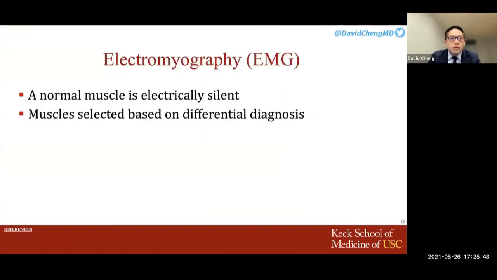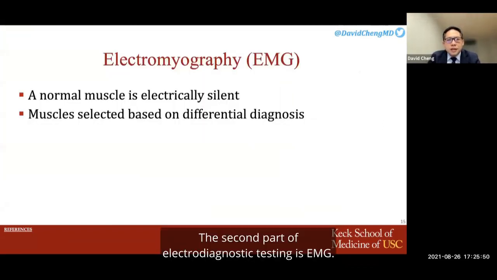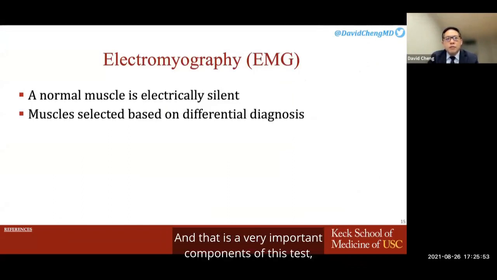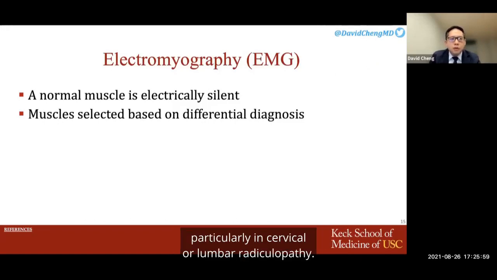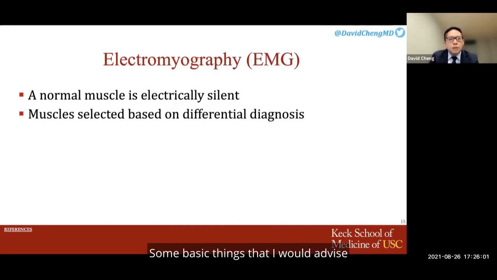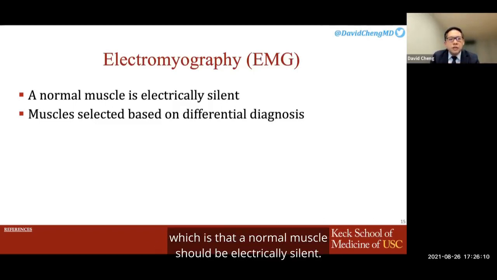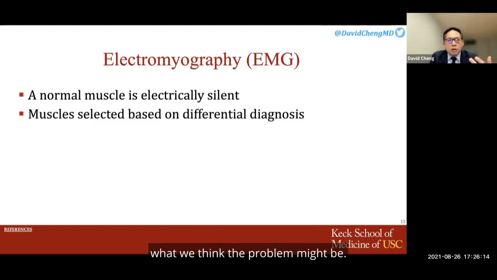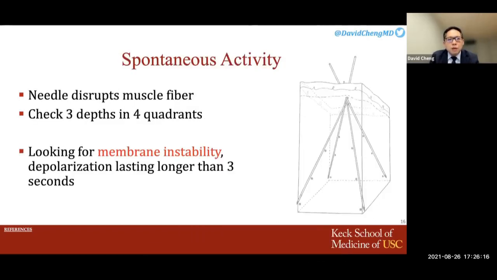The second part of electrodiagnostic testing is EMG, and that is a very important component of this test, particularly in cervical or lumbar radiculopathy. Some basic things that I would advise when I'm speaking to a patient who's never had this done before, which is that a normal muscle should be electrically silent, and we're choosing these muscles depending on what we think the problem might be.